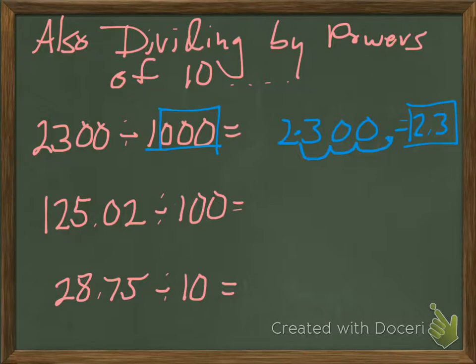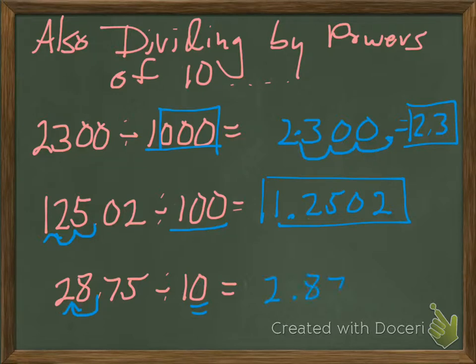Okay, the second example, I'm dividing by 100, that's got 2 zeros, so I'm going to move it 1, 2 places to the left, and that's going to leave me with 1.2502. And the last one I'm dividing by just plain old 10. There's only 1 0, so I move the decimal 1 place to the left, and I get 20.875. So that's basically it.